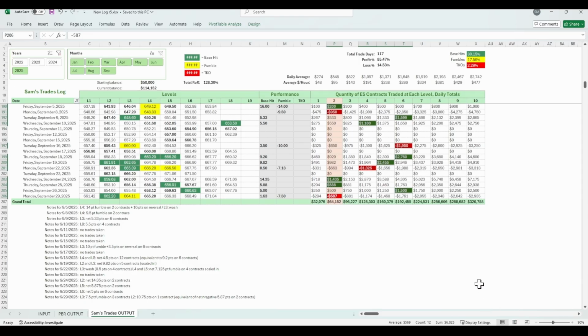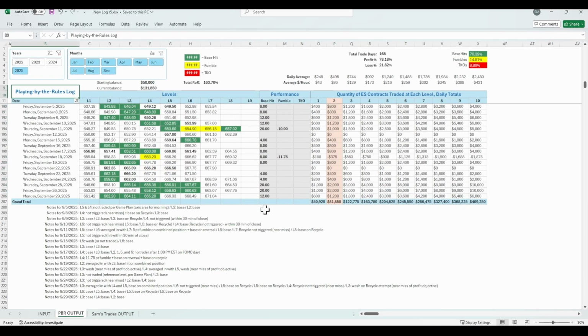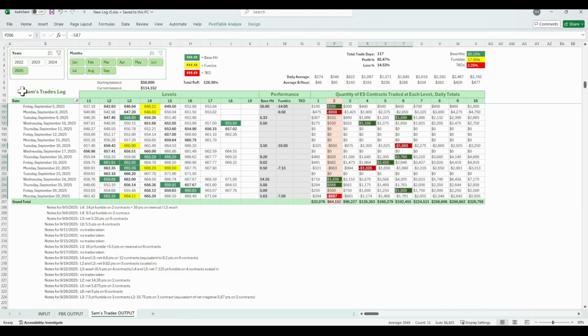6,825, average of 569. So 569, go back to playing by the rules log, that's somewhere in between 2 and 3 contracts traded per level. So I'd been better off just to take low risk trades with a couple contracts than what I do, which is around half a dozen or so contracts.